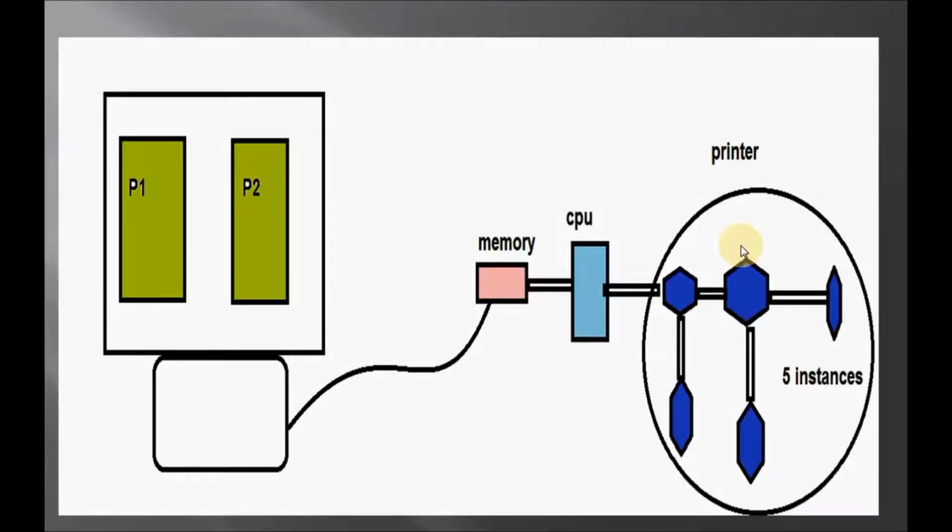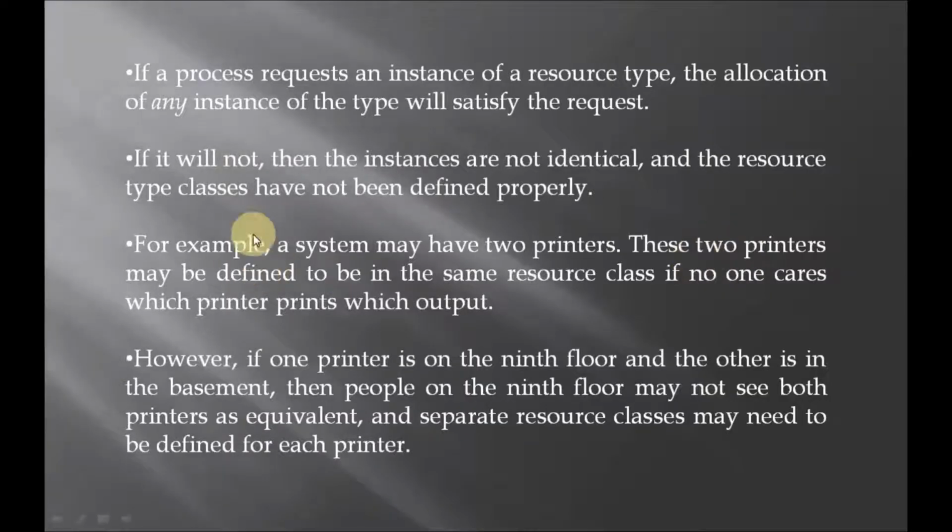So printer 4 can be used by fourth floor people, printer 1 can be used by ground floor people. Like that you have to group. Separate classes you have to group. Otherwise it will be a problem, right? So that is what I have explained here.